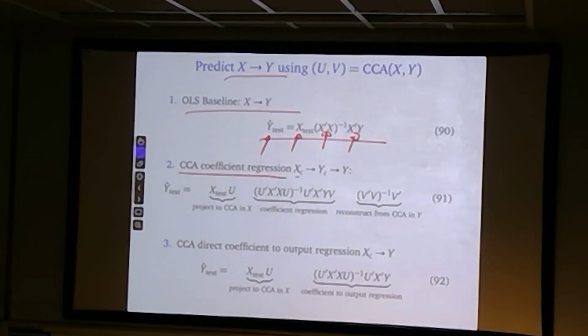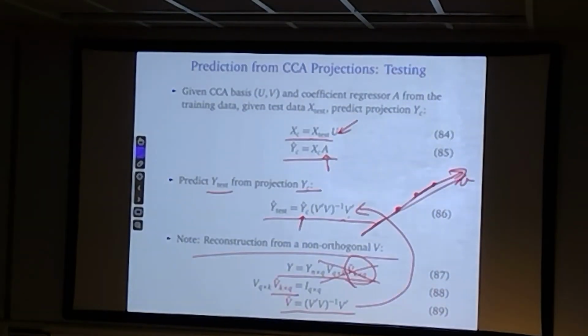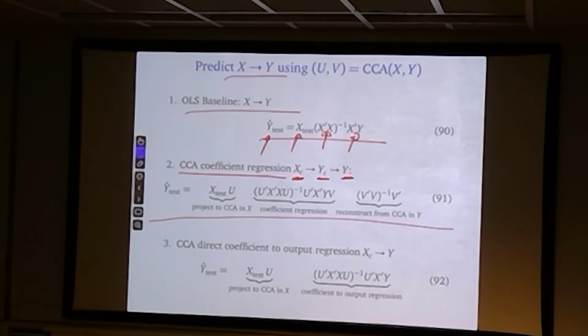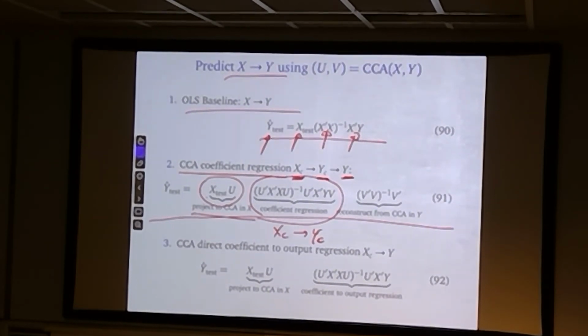CCA coefficient regression: use XC to try to predict YC. With YC, you can reconstruct the value in Y. So we can basically take the previous slide, collect them all together, and expand them. Essentially, you have this. This is test data, project to CCA in X. This is a coefficient regression, XC to YC. Once you have YC, it's just a coefficient on the Y space, but you need to use V to come back and recover the vector form of it, okay?